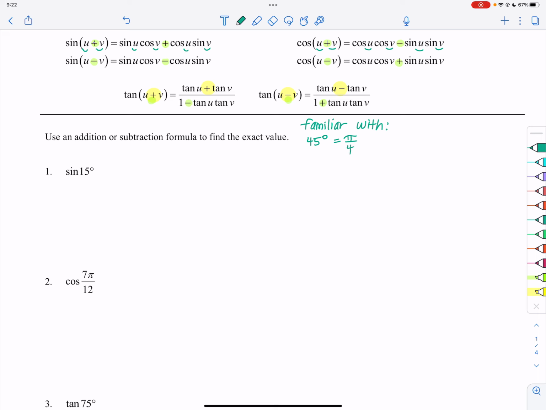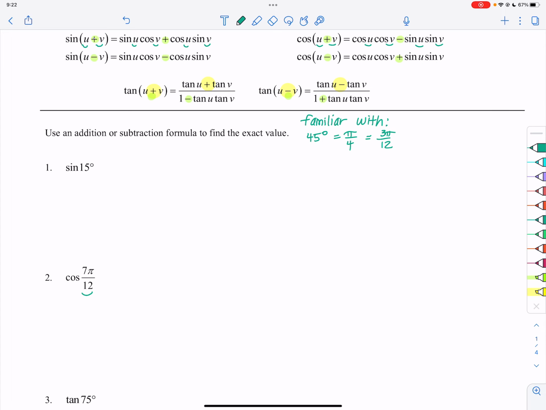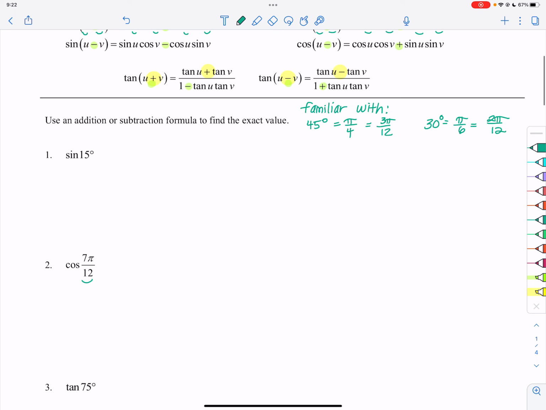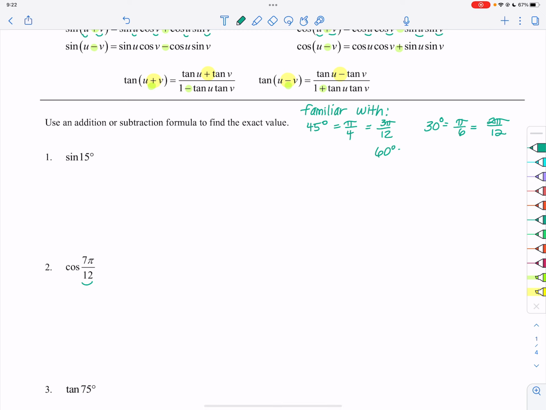And, of course, we could go into pi over 12 with that if we'd like. Why don't we do that? That's 3 pi over 12. I'm mentioning that because we are seeing a 12 here. Also, how about 30 degrees? That's pi over 6, and that's equal to 2 pi over 12, okay? And so we have 45, 30 degrees, and now, of course, 60 degrees. And 60 degrees is pi divided by 3.